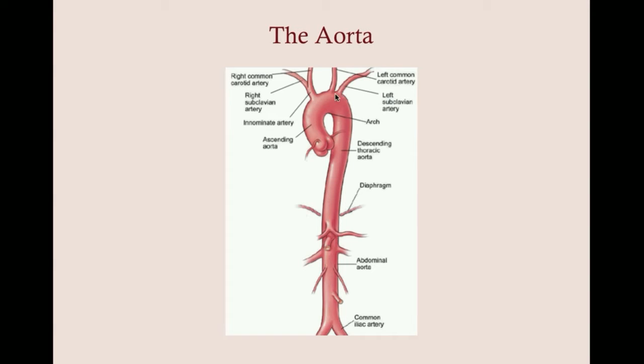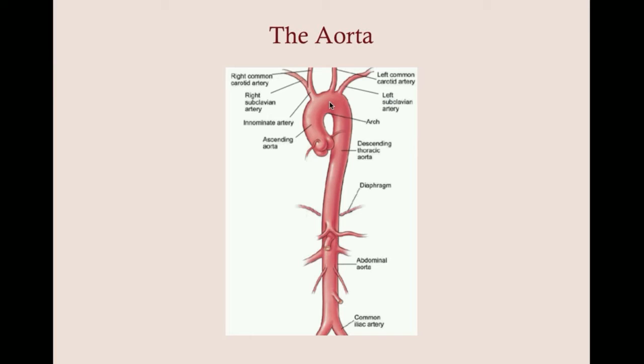On the left side, we don't have an innominate artery. We just have two arteries coming directly off the arch of the aorta, and that's going to be the left common carotid and the left subclavian artery. So the same arteries that we get coming off the right side, we just don't have an innominate artery, a common base for the common carotid and the subclavian.